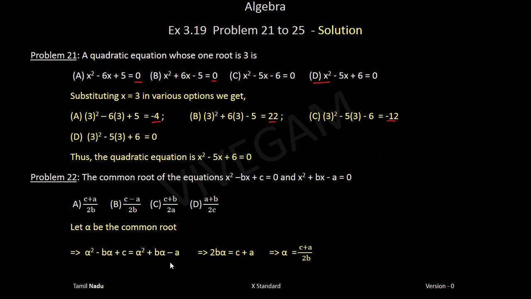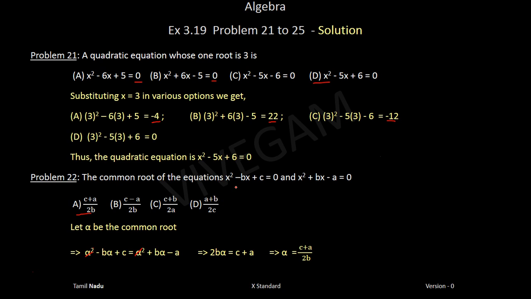And if you look at it carefully, this alpha square and alpha square will cancel off, right? And this will come plus 2b alpha, and when c goes to the other side, I'm just bringing it this side, so it will be 2b alpha equals c plus a, or alpha will be c plus a by 2b. So that is c plus a by 2b, which is option A.